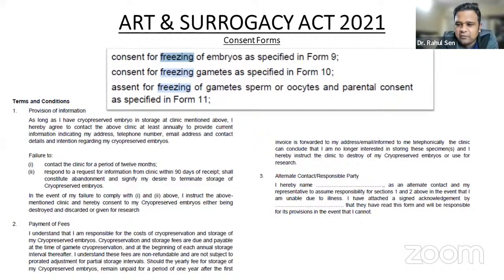What about the semen sample, the backup semen sample? That we throw. That is 45 days and the story is over. So again, we have to take a consent on it, but for a short period. So that we have to mention on the consent form.